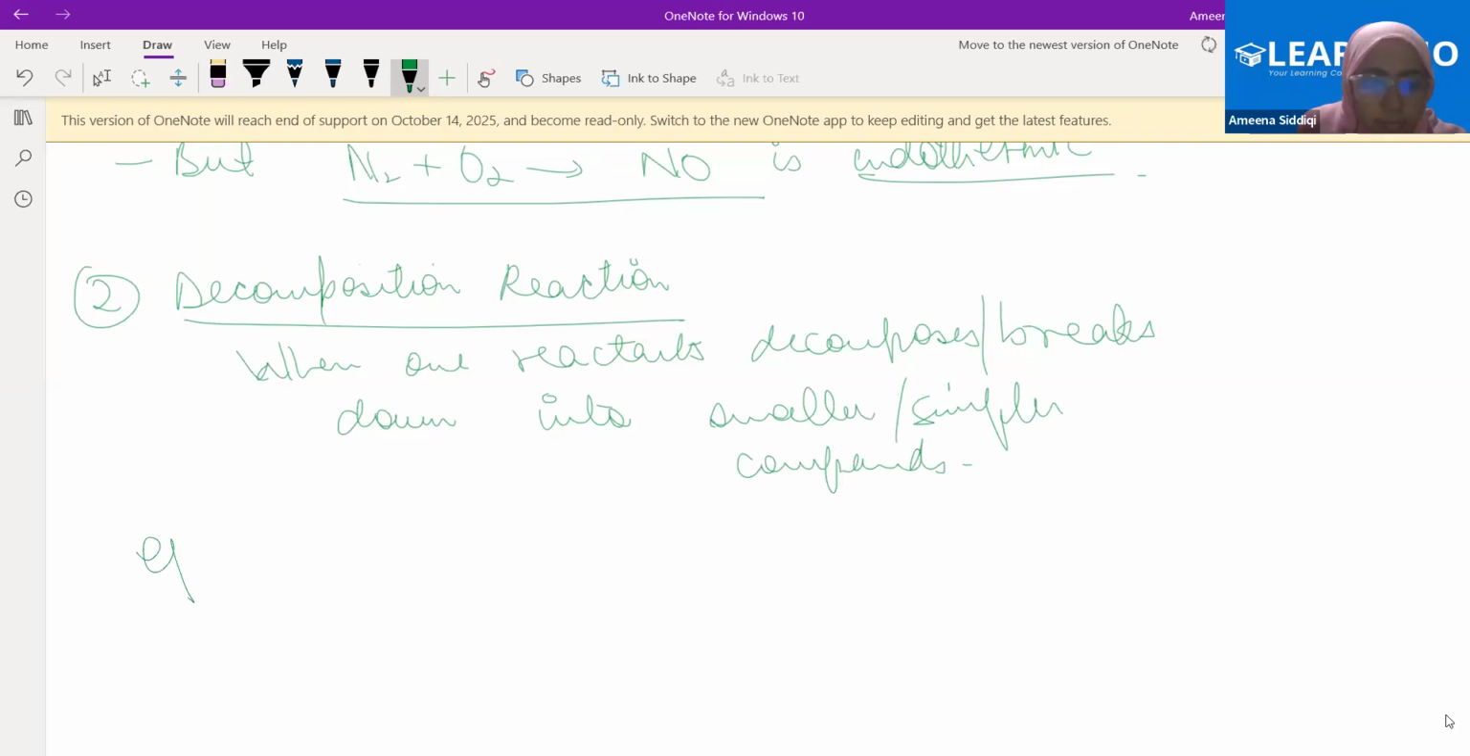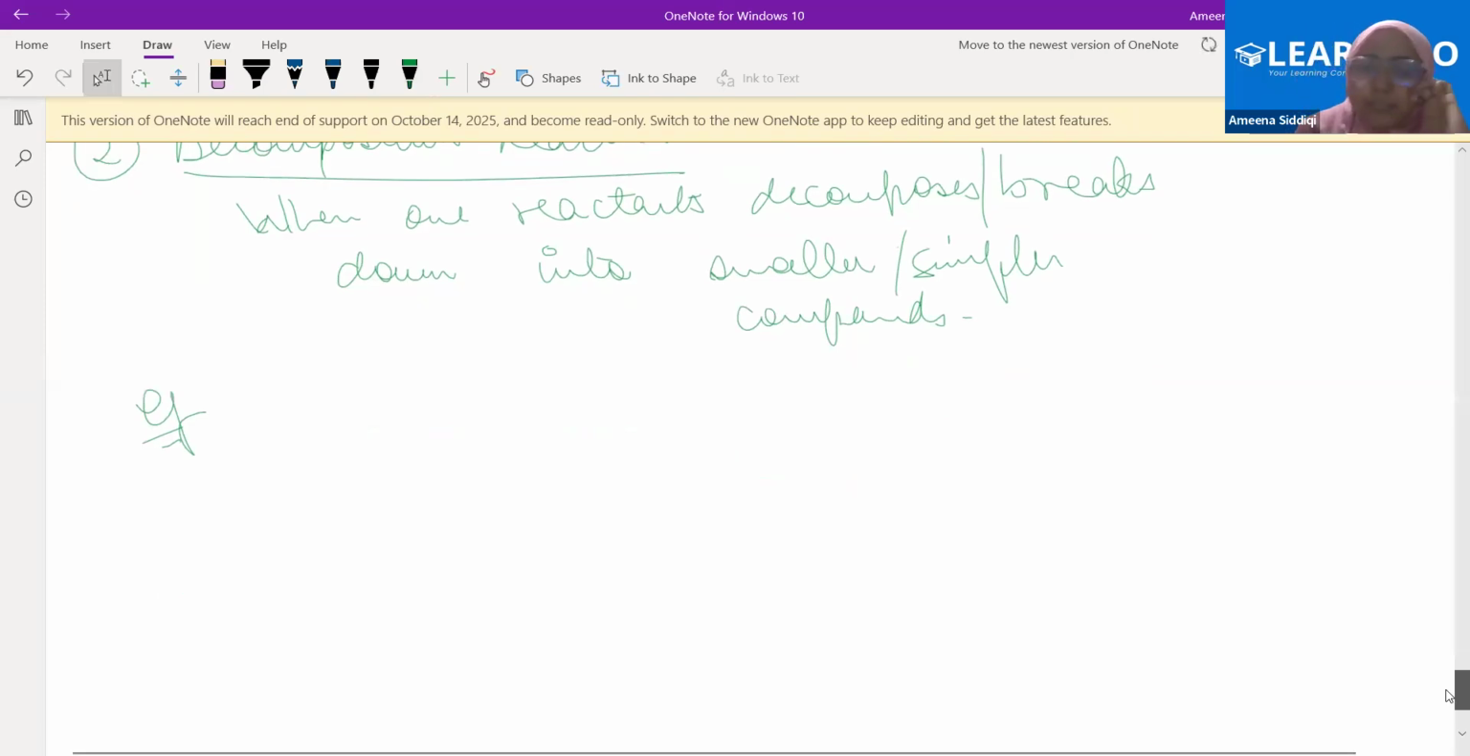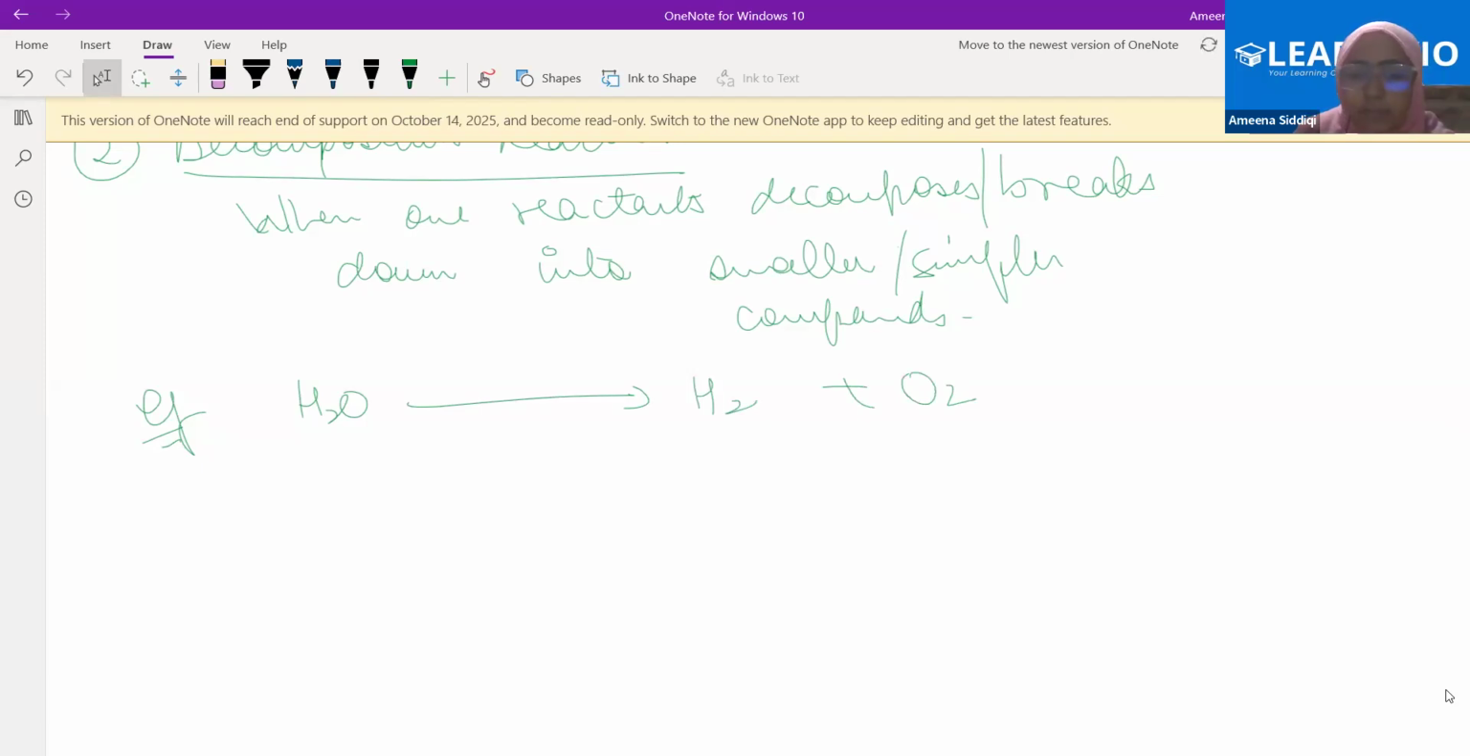Clear? Can you give me one example here? Decomposition breaks down into smaller compounds. Look here: H2O breaks into H2 plus O2. Is this decomposition? Yes. NaCl equals Na plus Cl. So this is one example.